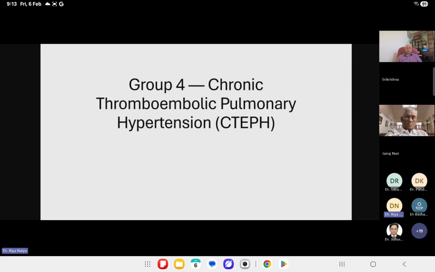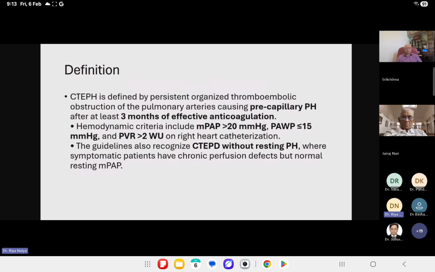Group 4 is CTEPH. CTEPH is defined as persistent organized thromboembolic obstruction of the pulmonary arteries causing precapillary PH after at least 3 months of effective anticoagulation. Hemodynamic criteria include MPAP of more than 20, arterial wedge pressure of less than 15, and PVR of more than 2 on right heart catheterization. The guidelines also recognize another entity, CTEPD, without resting PH, where symptomatic patients have chronic perfusion defects but a normal resting MPAP.